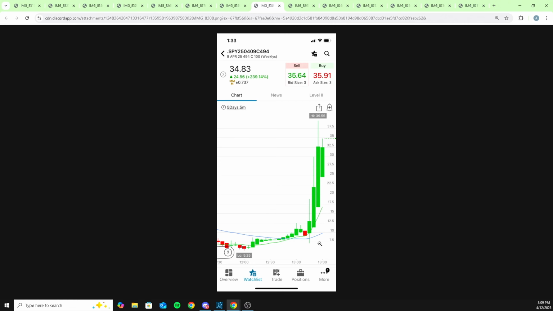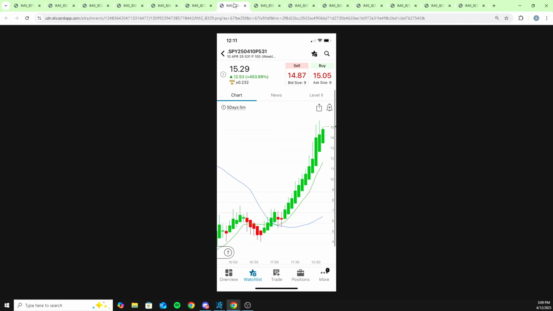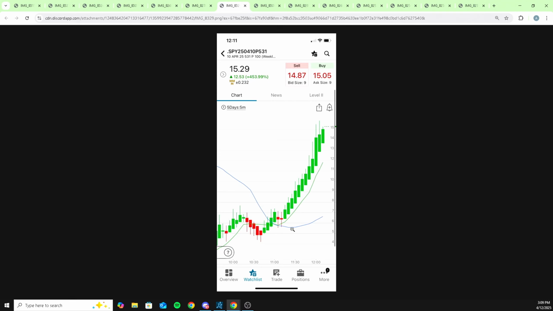10 crossing the 50, 50's curling up. Not a trade that I took, but just to give you an example of what a cross looks like. And then here on the 10th, we ended up getting another 0DTE cross on puts. 10 went above the 50, and then you have to wait for this 50 to start to curl. So it didn't start curling until one of these candles up in here. That's when you would enter.